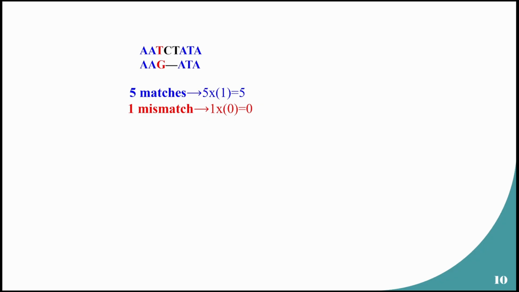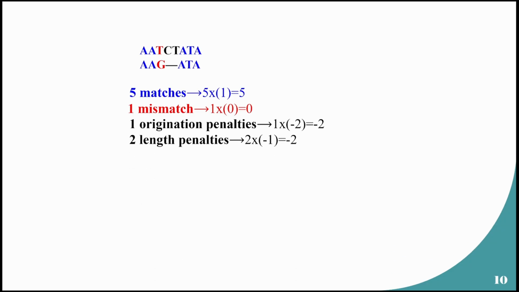-2. Yeah, -2. So there is only 1 origination penalty because only 1 origin of gap is there. So that will be -2, and then 2 length penalties for 2 characters that are having gaps, right? So you will get the net score of +1.